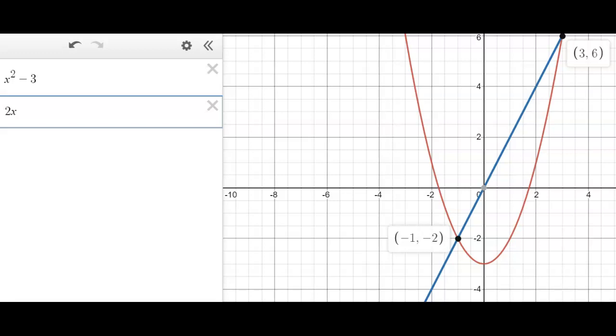So again, you're going to type in one side of the equation into one of your graphs and the other side into the other. And that will give you the x values 3 and -1 that are the solutions for this equation. I hope that helped.